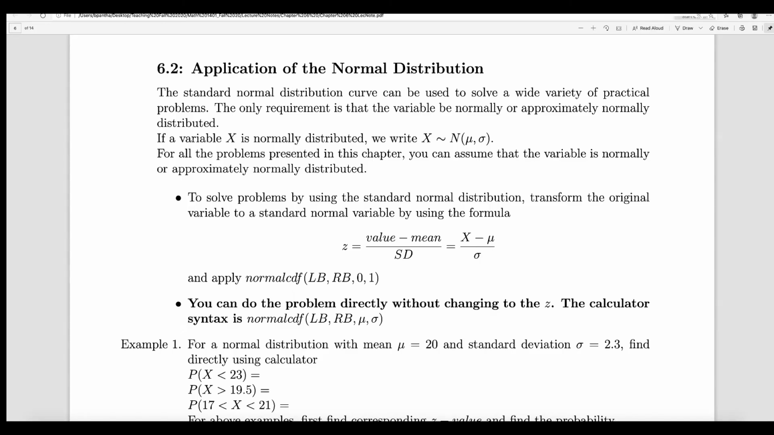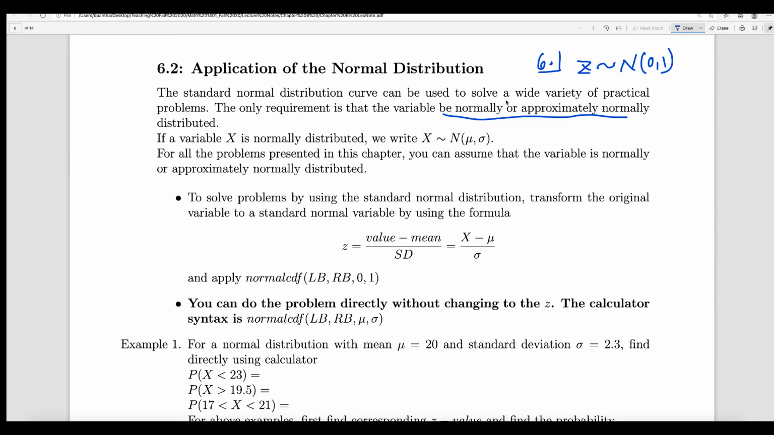Okay, so let's start 6.2. The standard normal distribution curve can be used to solve a wide variety of practical problems. The only requirement is that the variable be normally or approximately normally distributed. If X is a normally distributed random variable, then we write X approximately N, normal distribution, with mean mu and sigma. Previously in 6.1, what did we learn? We said G is normally distributed with mean 0 and sigma 1. That's what the G is.